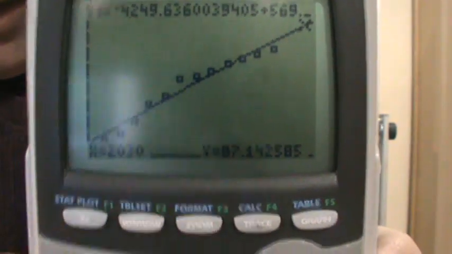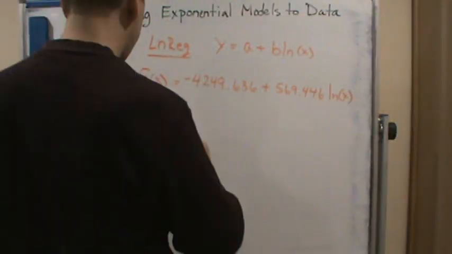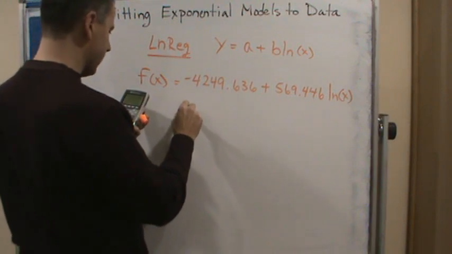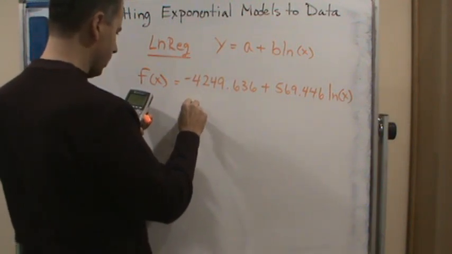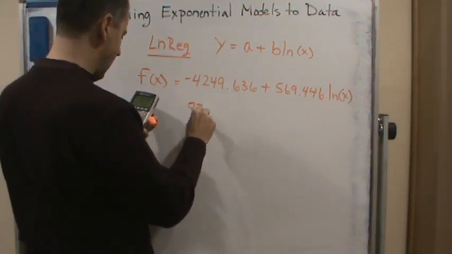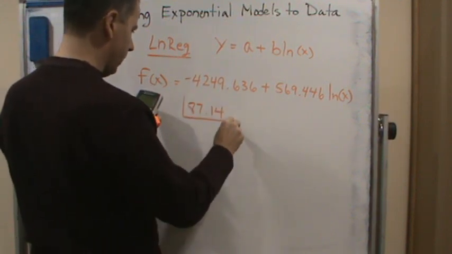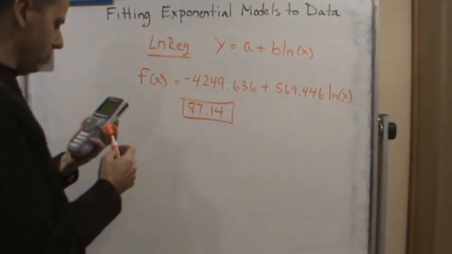Now look at that. So based on this model, the predicted life expectancy for Americans in 2030 is going to be approximately 87.14 years. Okay, so almost 90.